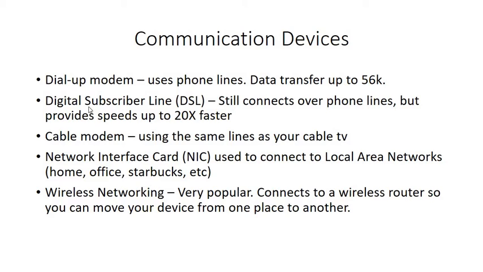Next, we have digital subscriber lines, DSL lines. These still connected over the telephone lines, but they were about 20 times faster than the old dial-up modems. You still plugged it into your phone line, and it just had a constant connection. Next was cable modems. There was a time where if you had cable coming into your apartment, a coaxial cable where you could get HBO and Cinemax and stuff, you would use the same cable and hook up your modem to it, and you could get internet over your cable.